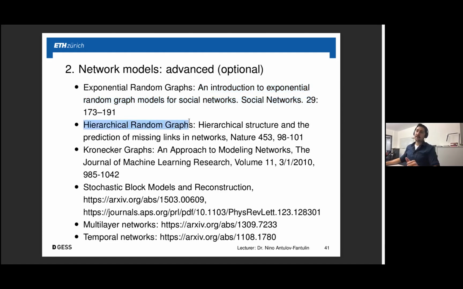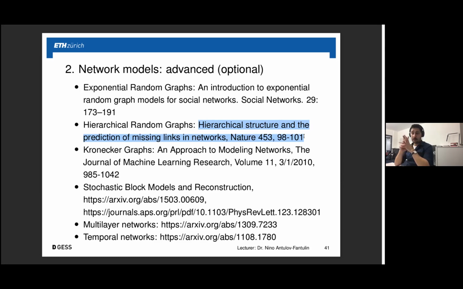We can have hierarchical random graphs. I would recommend the paper called Hierarchical structure and the prediction of missing links in networks, which was published in Nature. The idea there is that although you have randomness in graphs, you still have a certain type of hierarchy.